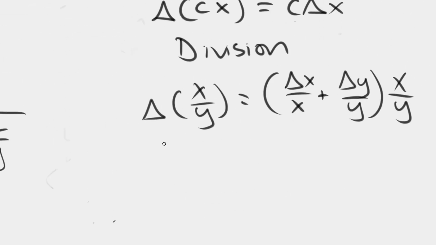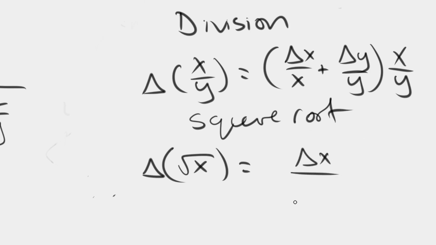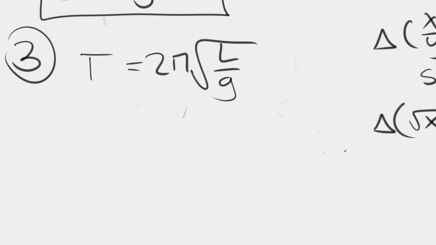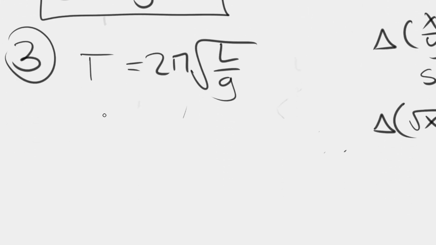So the square root rule: the uncertainty of, let's say, the square root of x is going to be equal to delta x divided by 2 times the square root of x. I believe that's what it is. Anyways, applying that rule to problem number 3, we just have to find the uncertainty of whatever's in the middle.